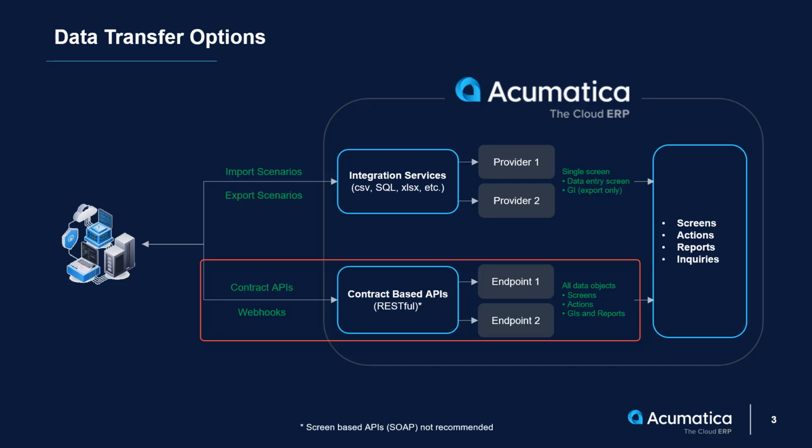Contract APIs, on the other hand, use web service endpoints. These APIs require some coding, but support real-time data transfer and allow you to upgrade, change screen design, and make other changes without impacting API connections you've already established. Acumatica also has SOAP APIs. These are screen-based and only are supported for legacy applications.